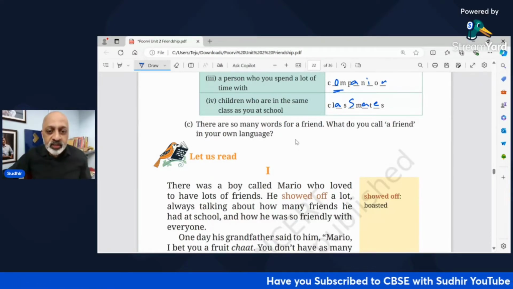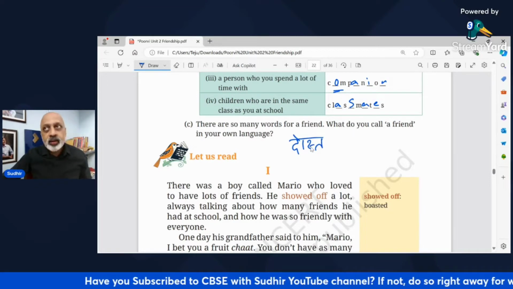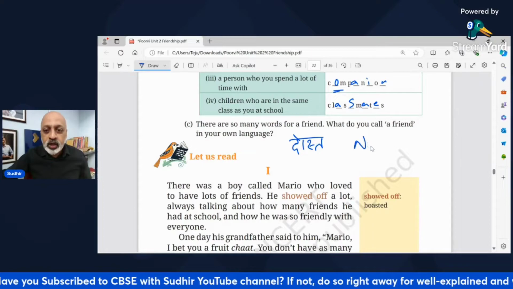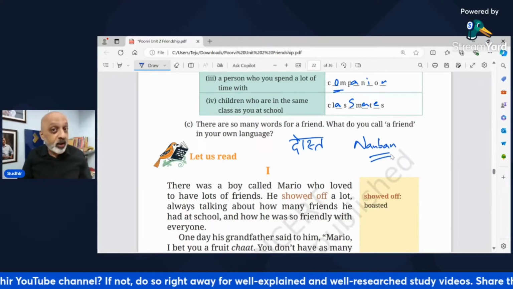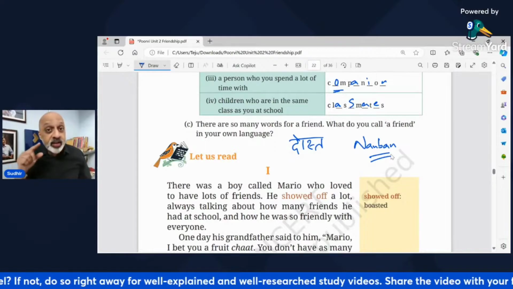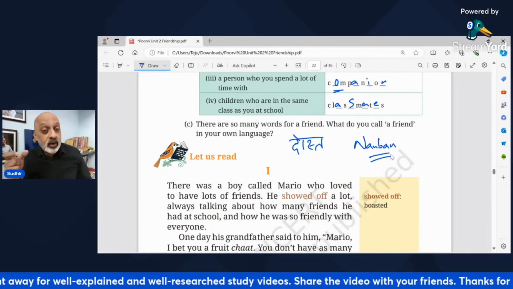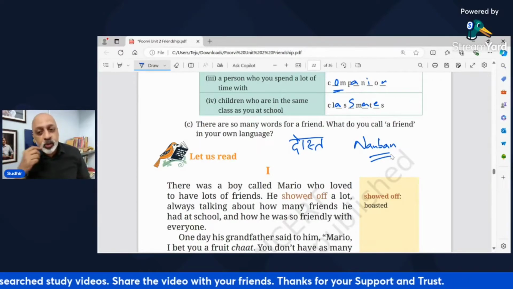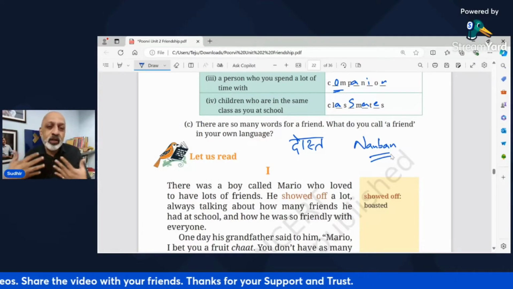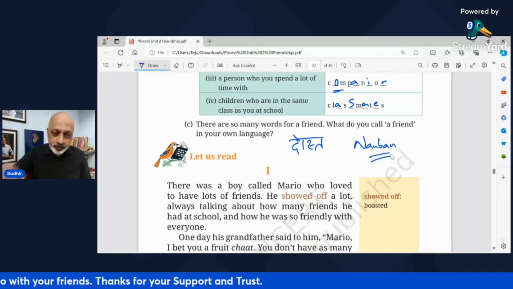Now, obviously in Hindi, it is called dost, है ना? Then in Tamil, I know a friend is called Nanban. There's a movie, Three Idiots, that was remade in Tamil, and the title of the movie was Nanban. So Nanban is someone who is very dear to you, also used for a friend.